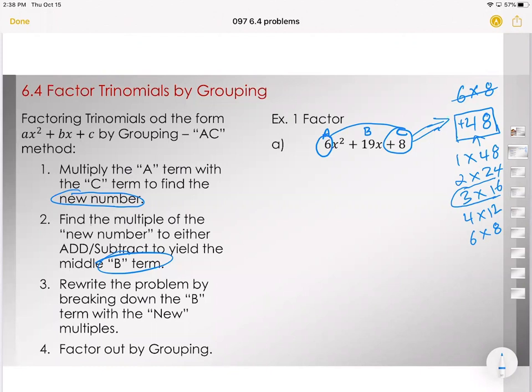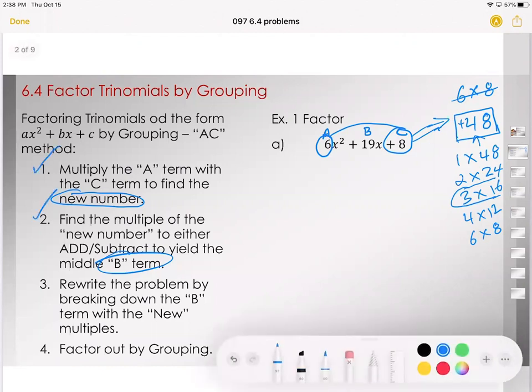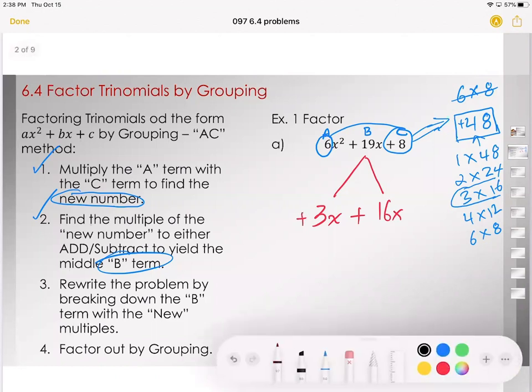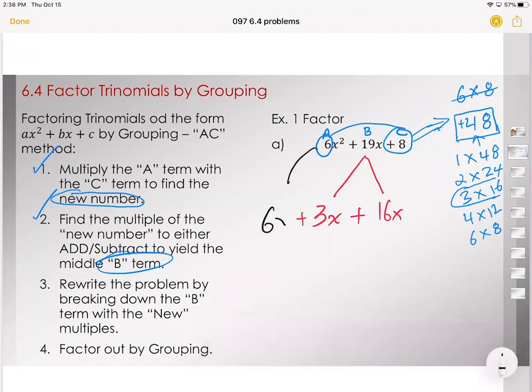So what do we do? Once we find a multiple, we have to rewrite the problem. What do we do in terms of rewriting the problem? Do you agree that 3x plus 16x is equal to 19x? You can disagree, but you will be wrong, right? 3x plus 16x will give me 19x. What do I do? Well, this would be both positive. All I need to do is bring down my first item, 6x squared, and bring down my last item, which is 8.